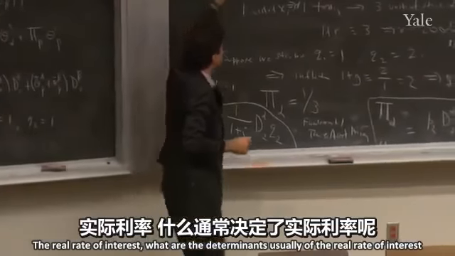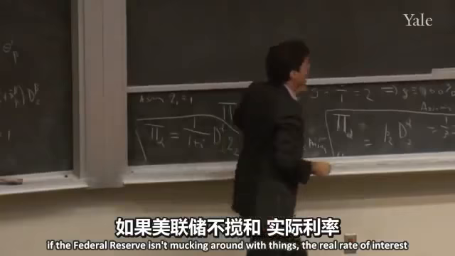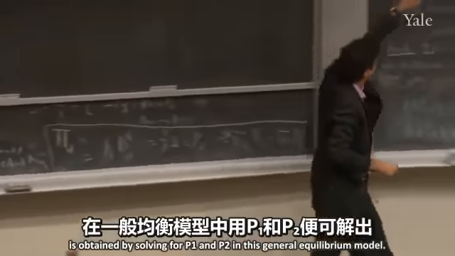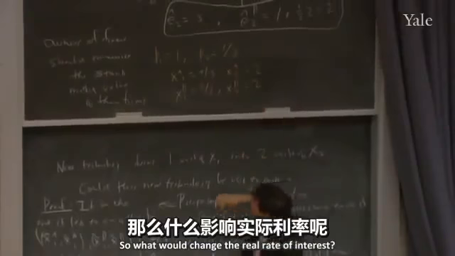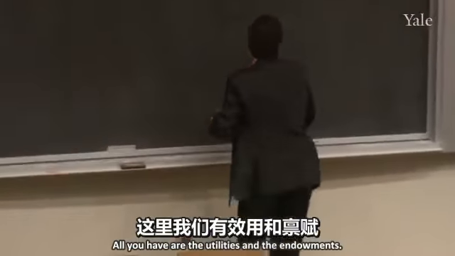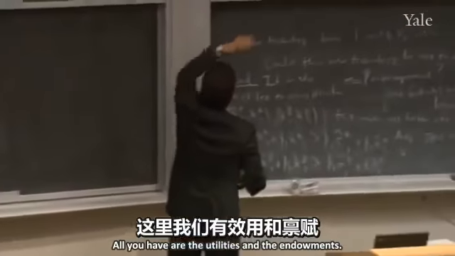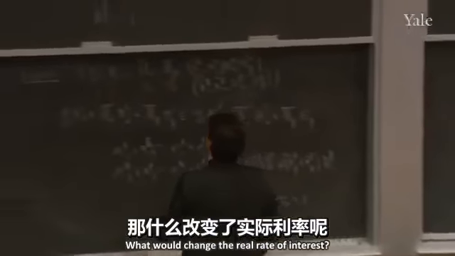But what are the determinants usually of the real rate of interest, if the Federal Reserve isn't mucking around with things? The real rate of interest is obtained by solving for P1 and P2 in this general equilibrium model. So what would change the real rate of interest? All you have are the utilities and the endowments. So here's the economy. What would change the real rate of interest?